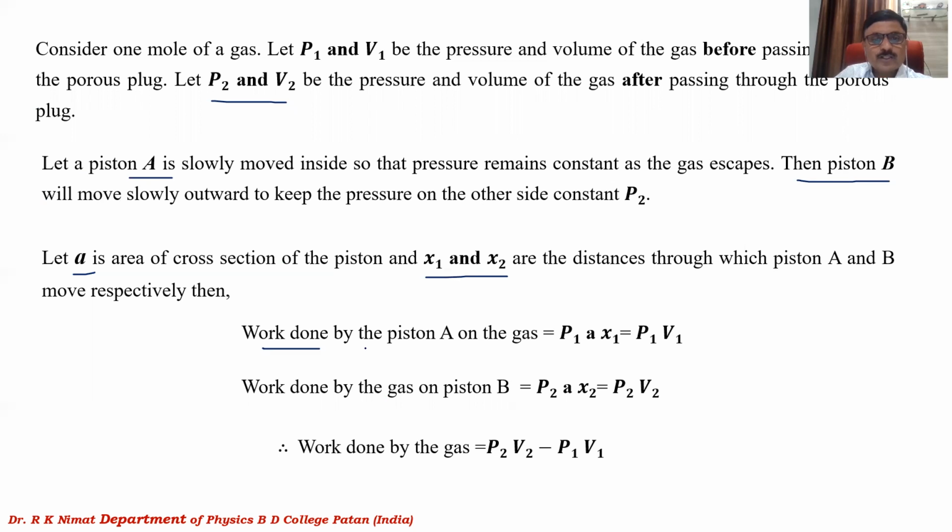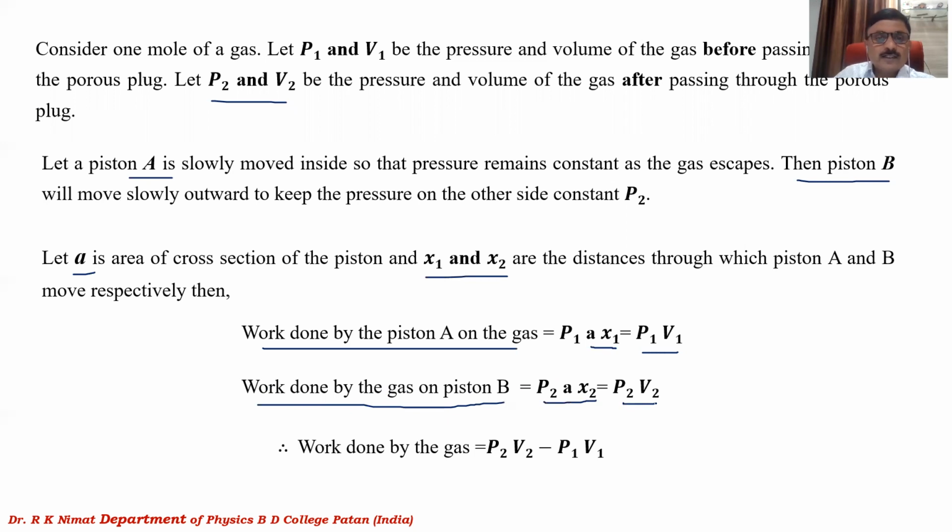So the work done by the piston on the gas will be, obviously, P1 into dV1, the change in volume, and the change in volume will be the area of cross section into displacement, A x1, so it will be P1 V1. Similarly, the work is done by the gas on piston B. In region 1, the work is done on the gas. In region 2, the work is done by the gas. So that work done will be P2 into A into x2, so it will be P2 V2 as per definition.